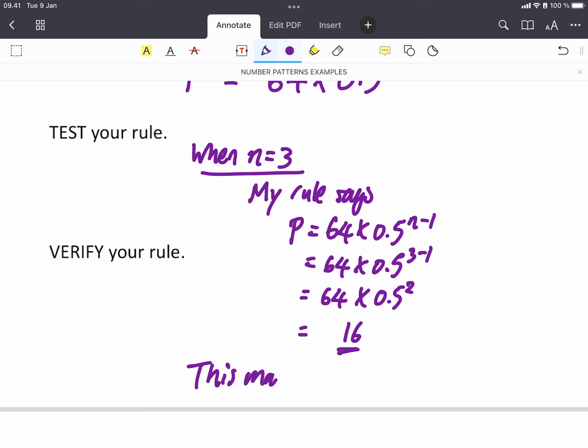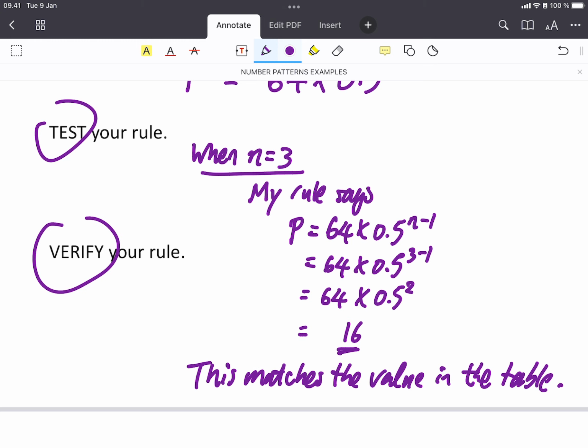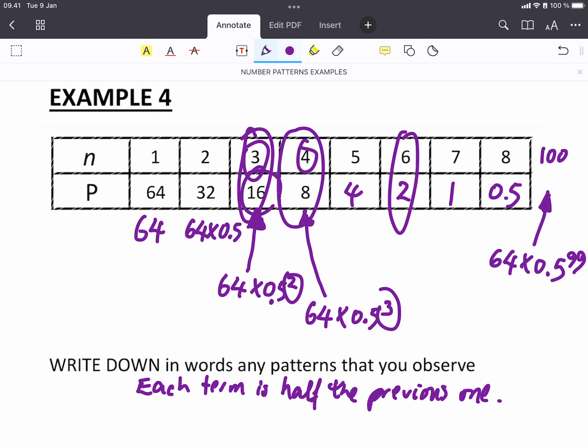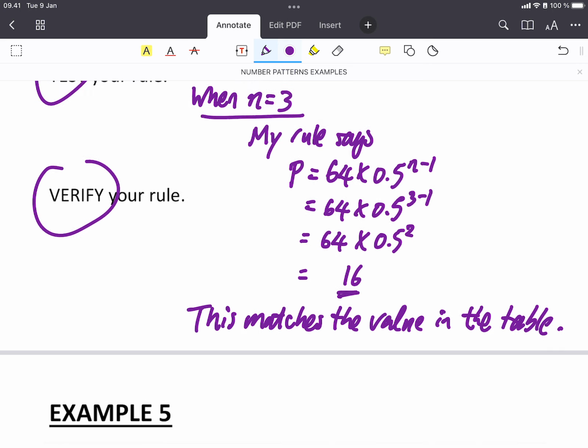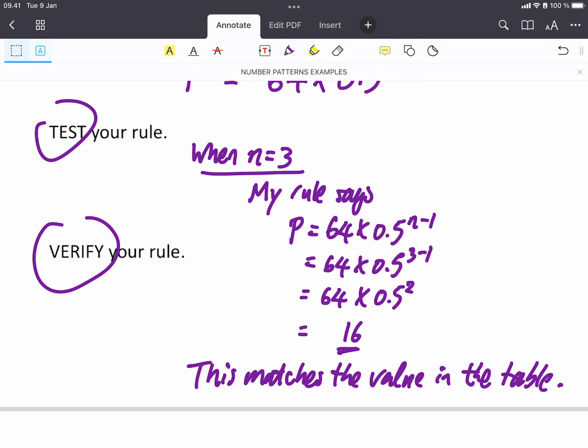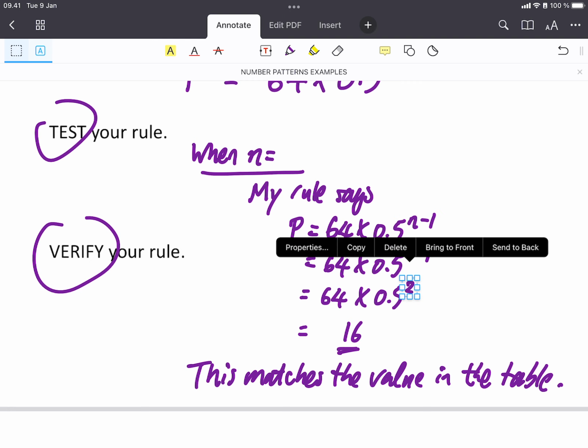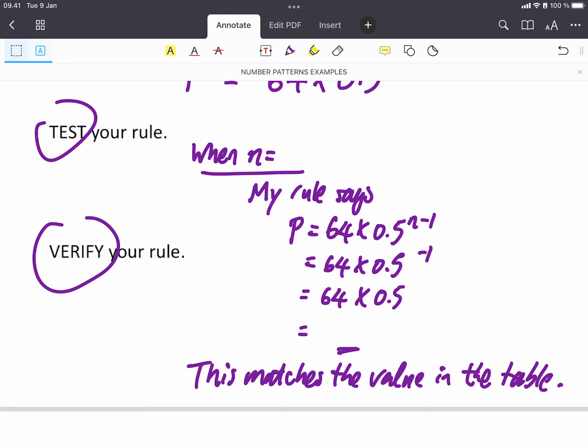This matches the value in the table. Okay, so that's testing, and then verifying is just doing it for one of the higher values at the top end. Let's do it for 6, where you filled in part of the table. So when n equals 6, I'm just going to delete some stuff here.